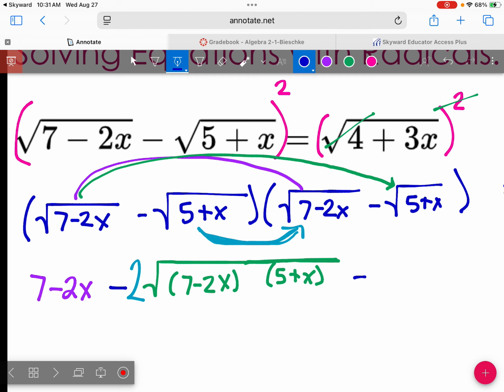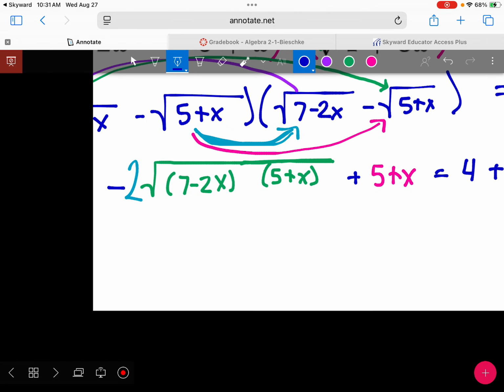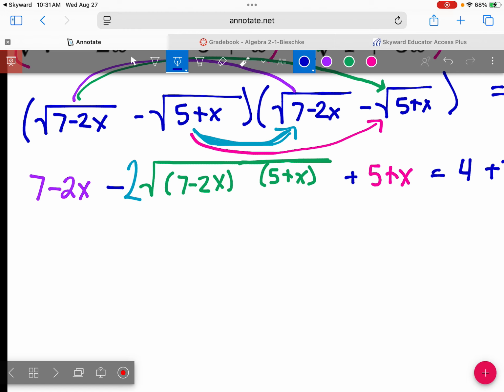And then our last piece is our minus square root of 5 plus x times our minus square root of 5 plus x. We're going to get our plus square root of 5 plus x squared, which is 5 plus x. And it all still equals that 4 plus 3x. Ew. But now we're down to just one radical. So we went from 3 radicals all the way down to 1.